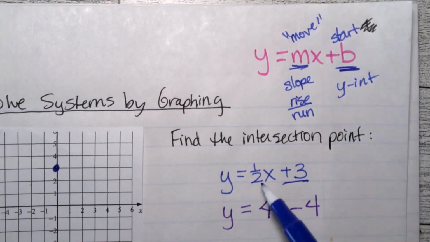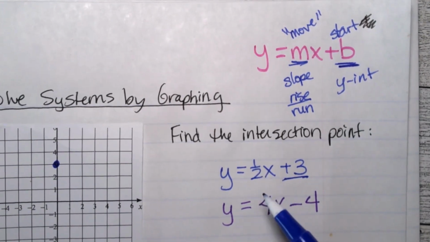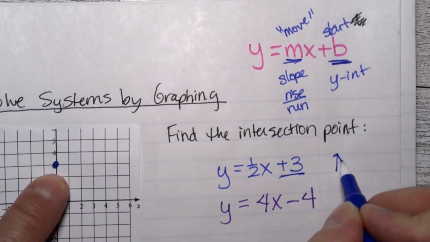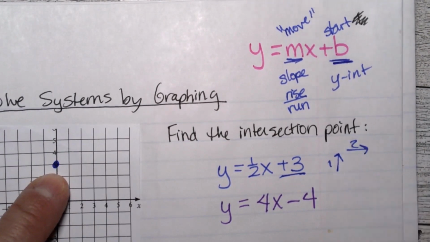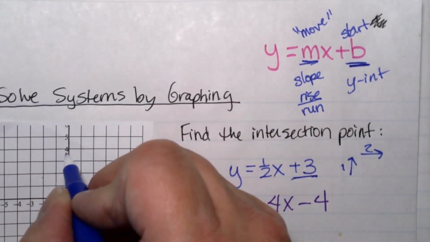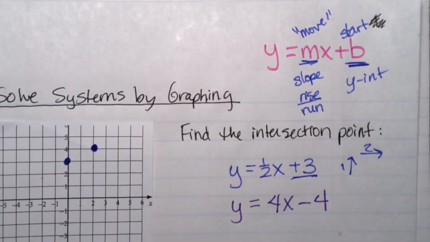Here, the movement number, the slope, is 1/2. That means we're going to take the starting point and go up 1 over 2. That's the movement. So from this point, we go up 1 over 2, and we find a second point. We didn't actually move the point, we're just looking for another point.